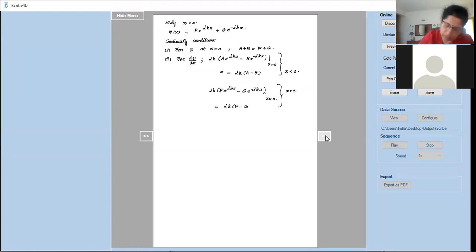So for your continuity conditions, we will use the same trick. We cannot expect continuity of the derivative because your potential has gone off to infinity. So let's look at the delta of d psi dx, which is d psi dx approaching x from the positive side of 0 minus d psi dx approaching from the negative side of 0. That becomes ik times F minus G minus A plus B. Okay, so this is what we get.